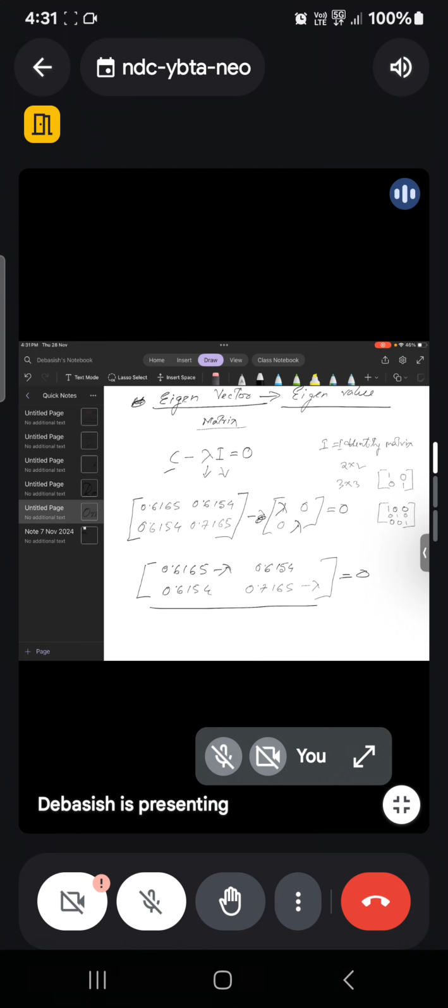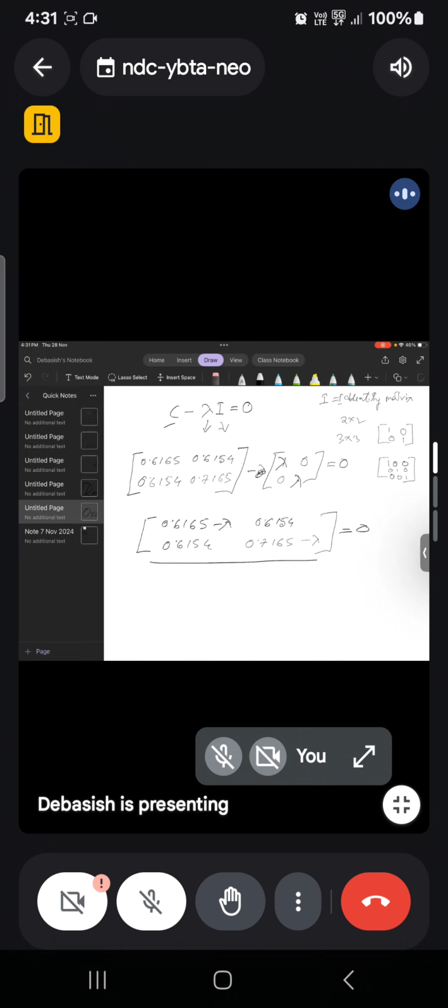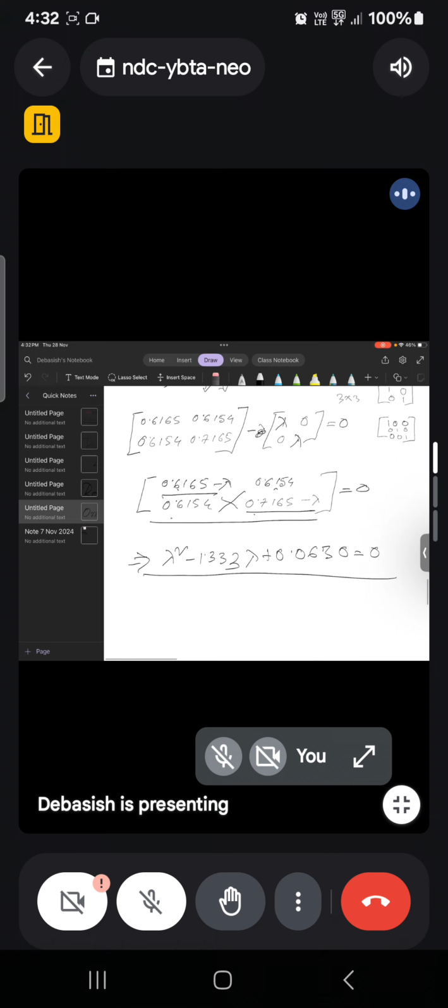Then we take the determinant of this. Just cross multiply the two diagonals. We will find an equation like lambda square minus 1.333 lambda plus 0.0630. Multiply these values and calculate, and you will find the equation like this, which has a square term.